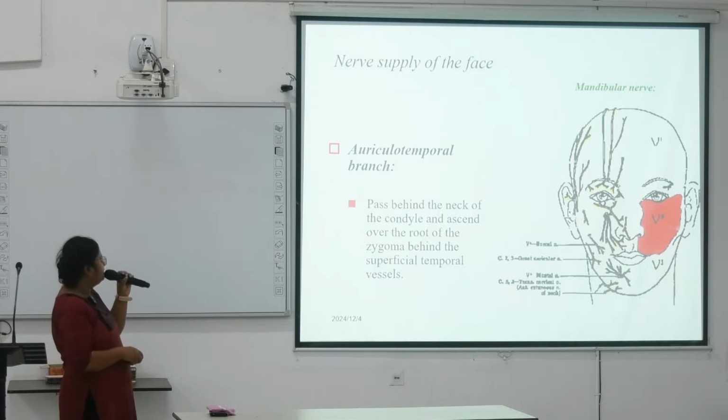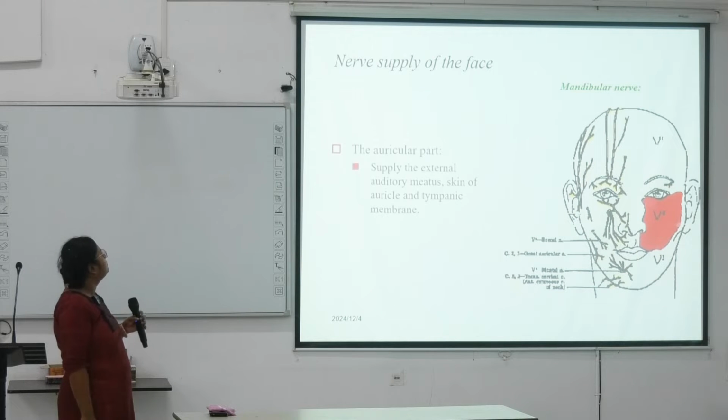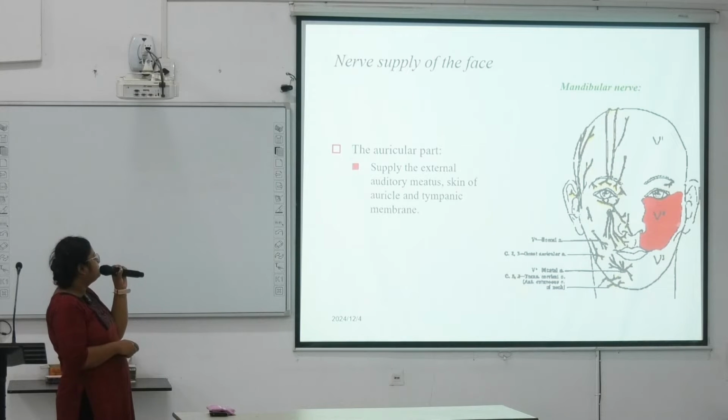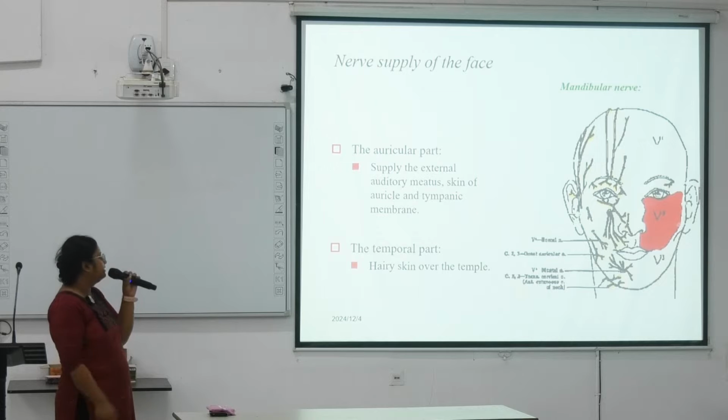Next, the auricular part supplies the external auditory meatus, skin of the auricle and tympanic membrane. And the temporal part supplies the hairy skin over the temple.